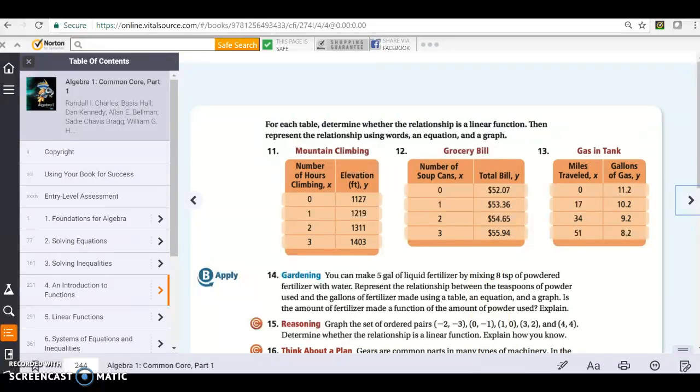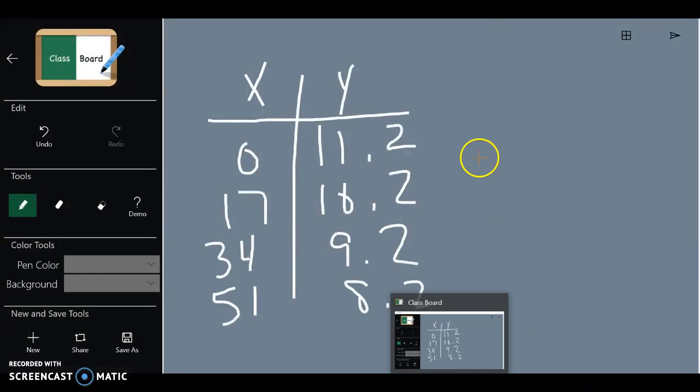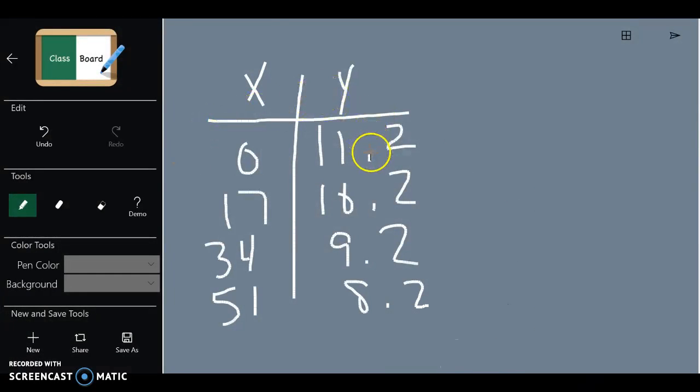I drew it here on the whiteboard. I have 0 and 11.2, 17 and 10.2, 34 and 9.2, and 51 and 8.2. So if I look here from 11.2 to 10.2, it decreases by 1. And from 10.2 to 9.2, it decreases by 1. And from 9.2 to 8.2, it decreases by 1.